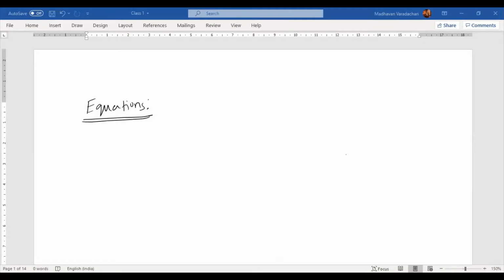Hello everyone. Today we will discuss equations. We will be covering linear and quadratic equations. To start with, we'll start with linear equations.